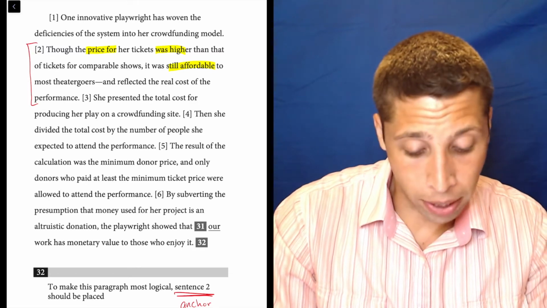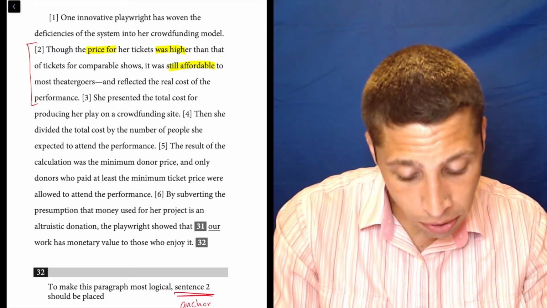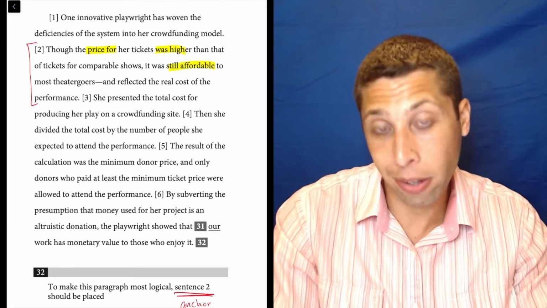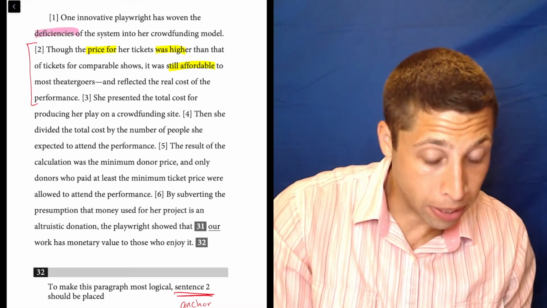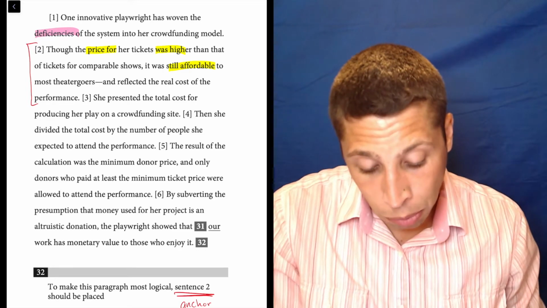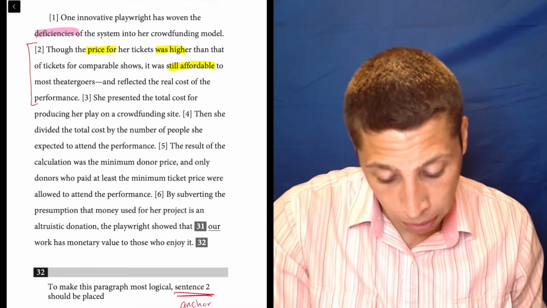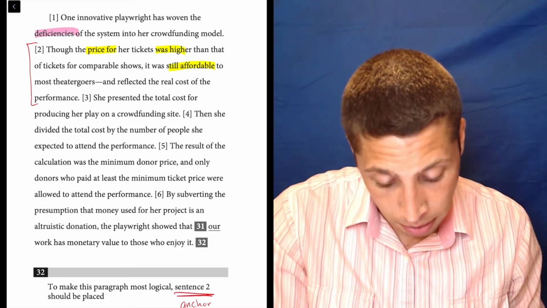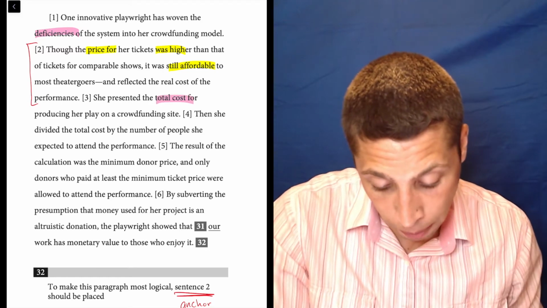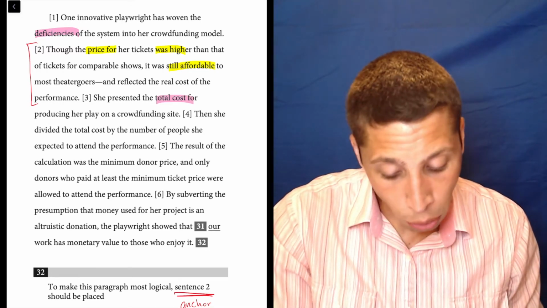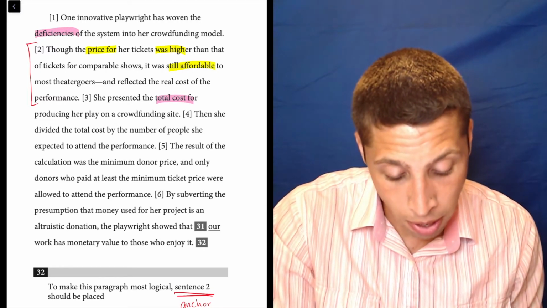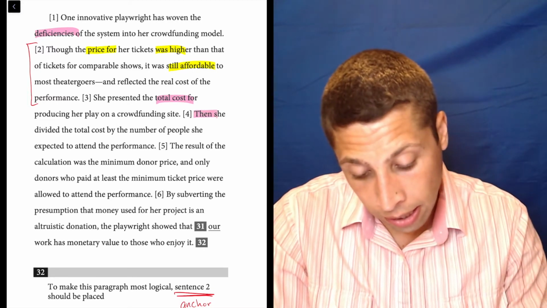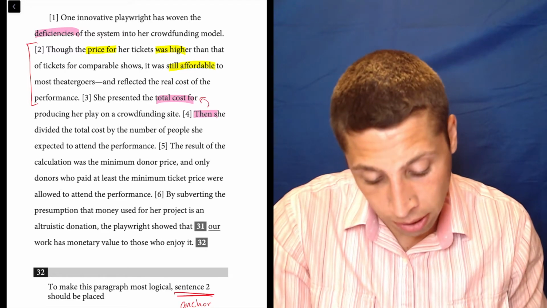One innovative playwright has woven the deficiencies of the system into her crowdfunding model. So maybe deficiencies goes with price being higher? I don't know. She presented the total cost for producing her play on a crowdfunding site. Okay, so cost is coming up. Then she divided the total cost by the number of people she expected to attend the performance. So then that is telling me that this sentence clearly follows this sentence.